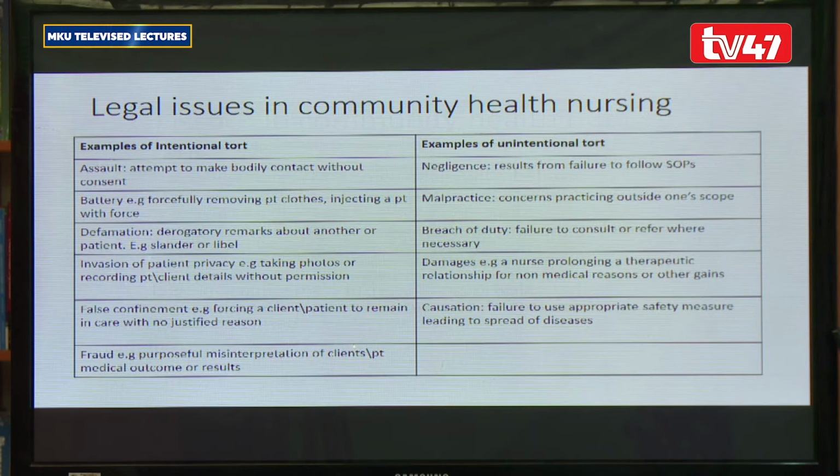We can define an intentional tort as something that you have done where you have deliberated upon it and you're doing it knowingly. But an unintentional tort, it just happened. You wrong someone without having planned on how to go about it, or not having deliberated on how you're going to go about it. So the first example is an assault.